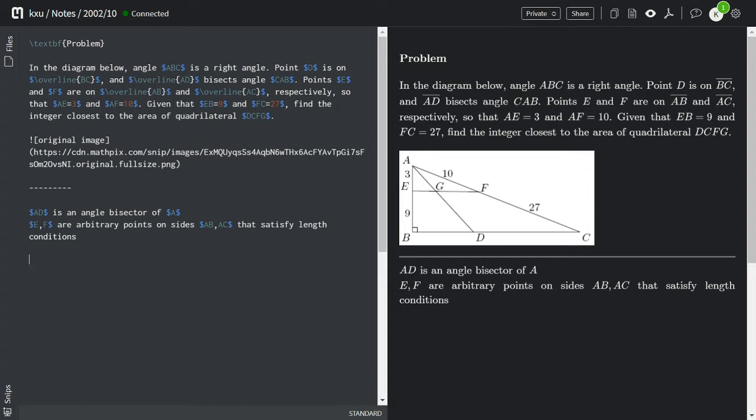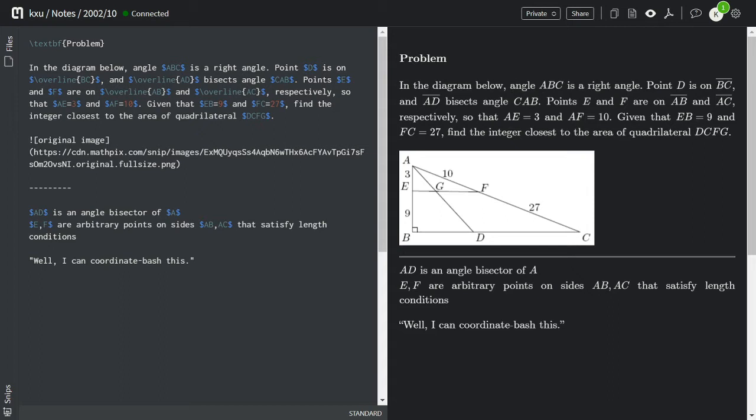So once I see this, I immediately think, well, I can coordinate bash this. And by that I mean I can set B equal to 0, 0. I can find out the coordinates of D pretty easily from the angle bisector formulas. We'll get to that in a second. And from there I can just find E, F, G, and then I can just use the shoelace theorem for the area. Or I can do some other way that also uses coordinates.